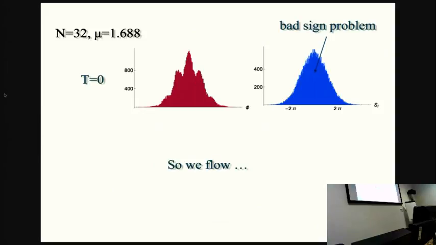Actually, what happens is this. If you integrate with zero flow, on the tangent plane, and you do a histogram of the average values of the field, you get this curve. And if you look at the imaginary part of the action, you see it's very distributed over minus 2 pi to pi, so there's a bad sign problem here. That's why you get big error bars.